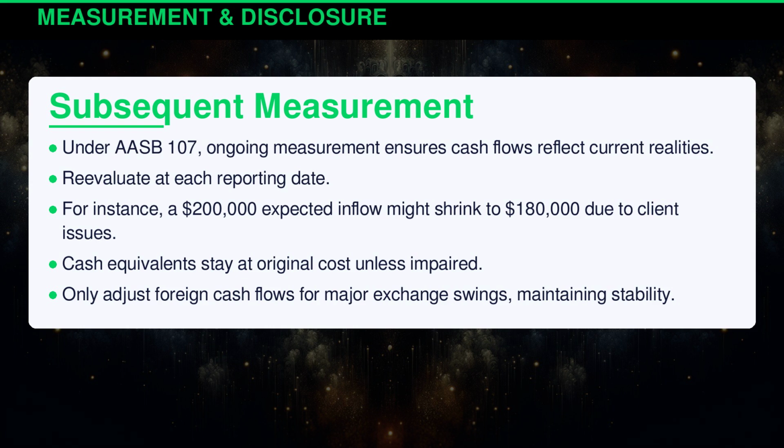Under AASB 107, ongoing measurement ensures cash flows reflect current realities. Reevaluate at each reporting date. For instance, a $200,000 expected inflow might shrink to $180,000 due to client issues. Cash equivalents stay at original cost unless impaired. Only adjust foreign cash flows for major exchange swings, maintaining stability.